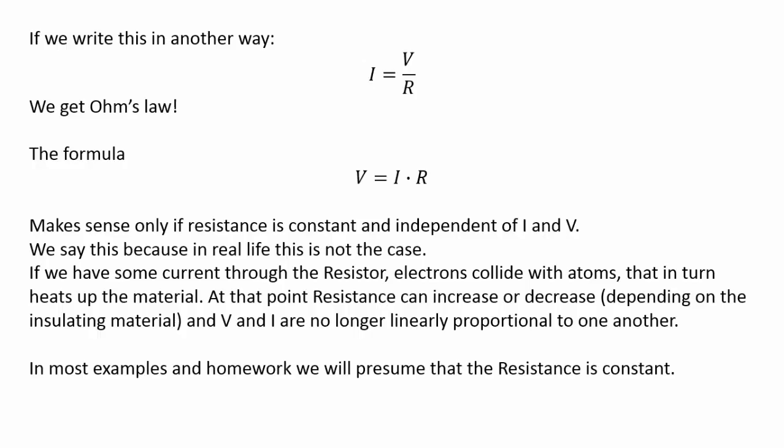Now, the formula V equals I times R makes sense only if resistance is constant and independent of the current and voltage. We say this because in real life this is not the case. If we have some current through the resistor, electrons collide with atoms. That in turn heats up the material. At that point, resistance can increase or decrease, depending on the insulating material and its properties, and voltage and current are no longer linearly proportional to one another. In most examples and homework, we will presume that the resistance is constant.